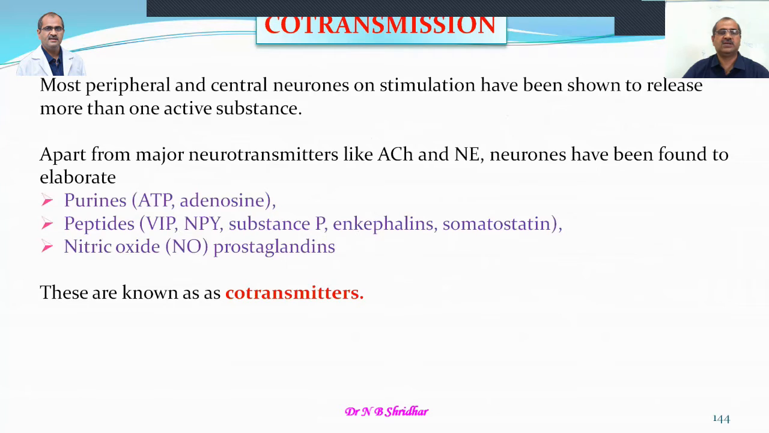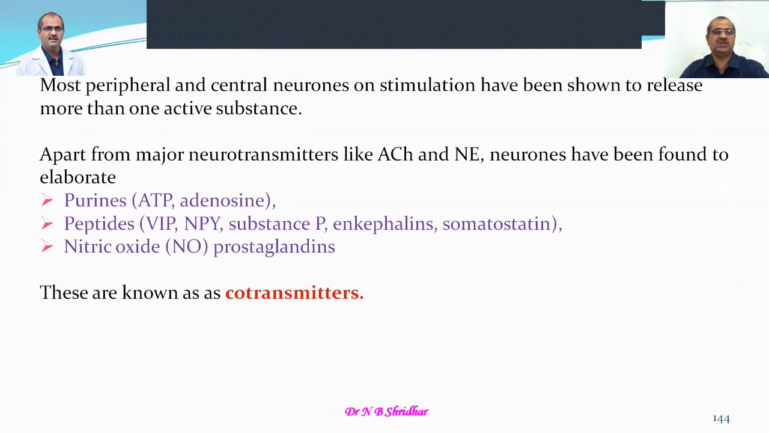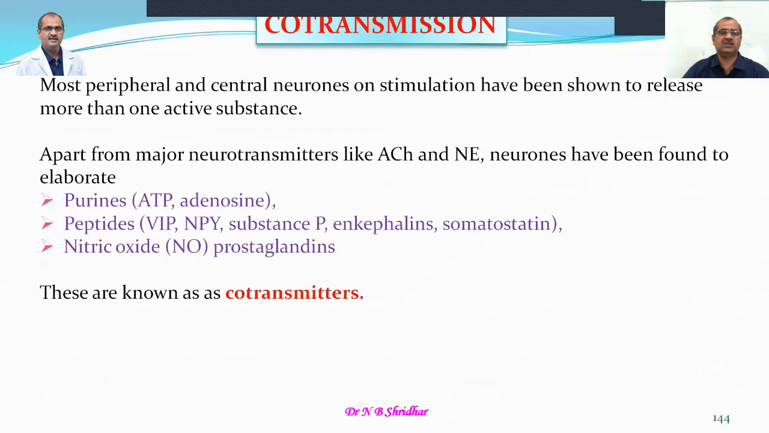And the next terminology is co-transmission. Most peripheral and central neurons on stimulation have been shown to release more than one active substance. In the previous slide, you have seen that, especially in the central nervous system and adrenergic and cholinergic nervous system, along with acetylcholine, norepinephrine, and GABA or glutamate, some other materials are also secreted, which help the primary neurotransmitter to have its action. Along with acetylcholine and norepinephrine, purines like ATP and adenosine are also released, and peptides like VIP, neuropeptide Y (NPY), substance P, enkephalins and somatostatin are also released in certain places.